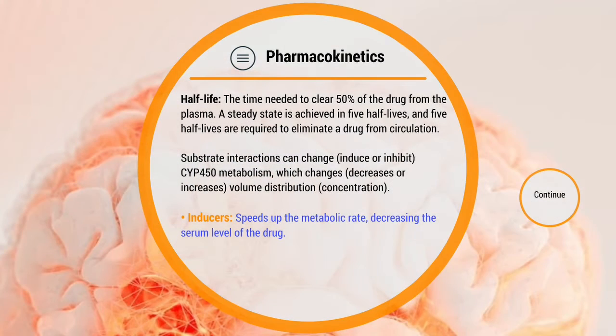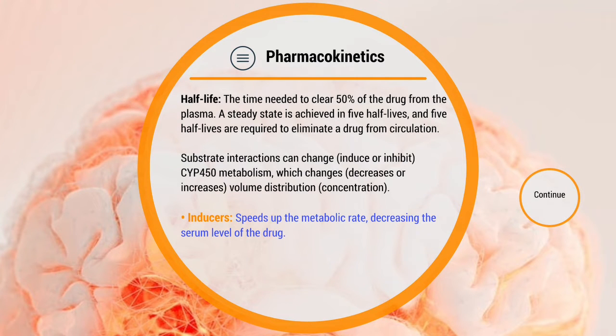Yeah? So the time needed to clear 50% of the drug from the plasma. A steady state is achieved in 5 half-lives and 5 half-lives are required to eliminate the drugs from circulation. Now, this is give and take, right? Some people say 5.5, 6 half-lives. So basically, if the amount of drug you take and the amount that is eliminated stay the same, that's when you achieve a steady state.